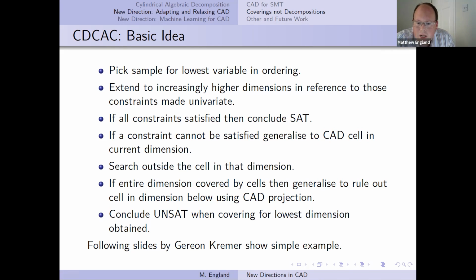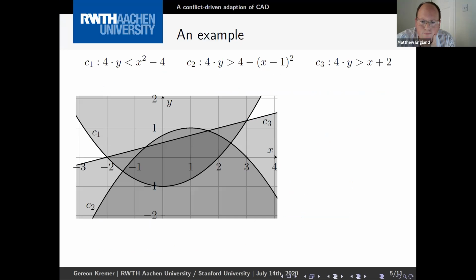So I did attempt to make some slides to show this, and then I realized that my colleague Gerian had made some slides for a talk he gave, so I thank him. I'm going to use those slides for the next example. So here's an example of the approach. We've got three constraints here. It's all in X and Y, so just a nice simple 2D example.